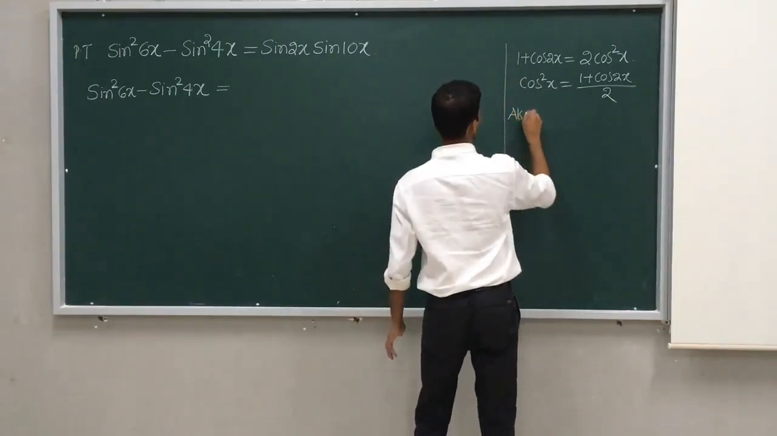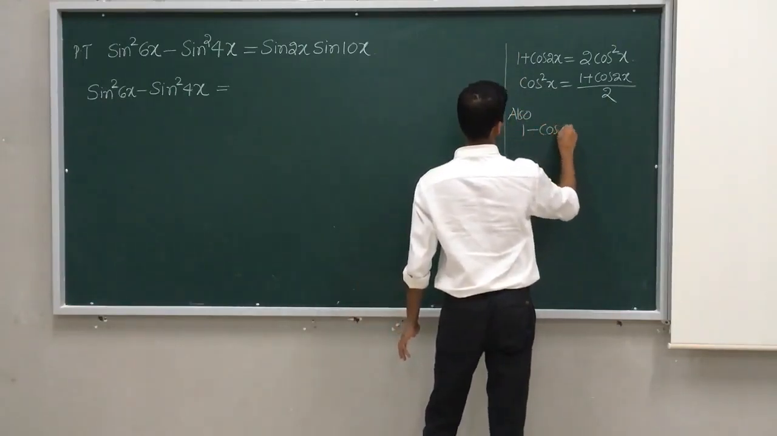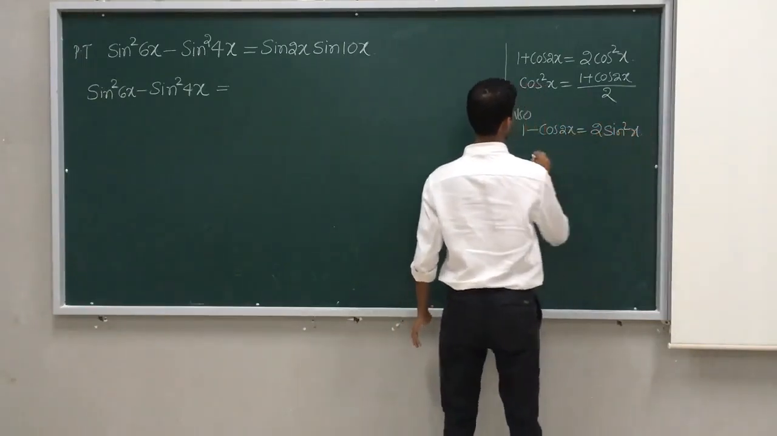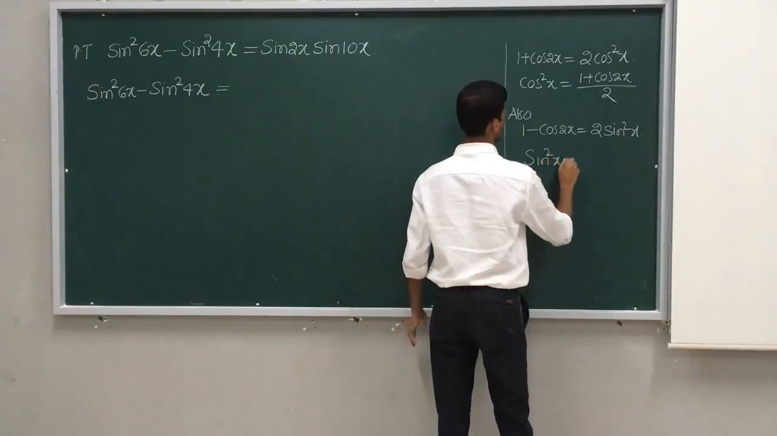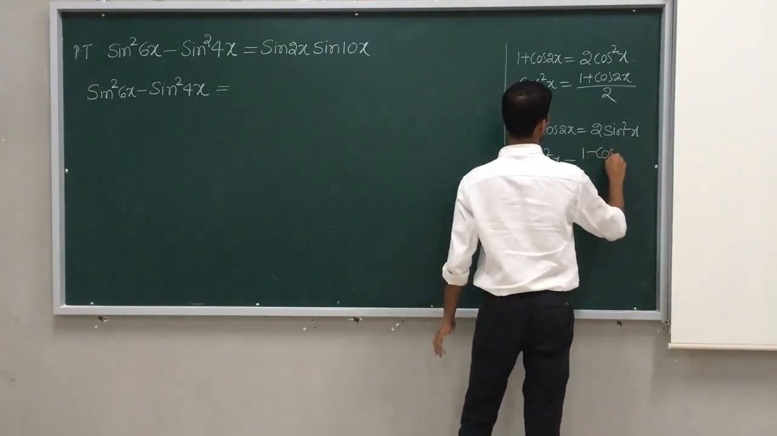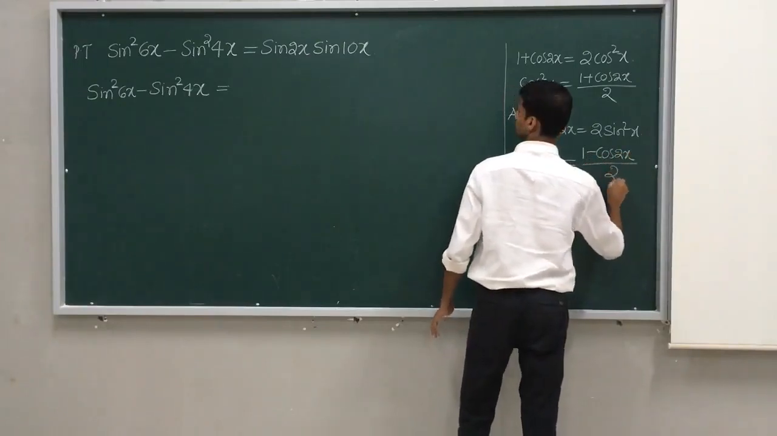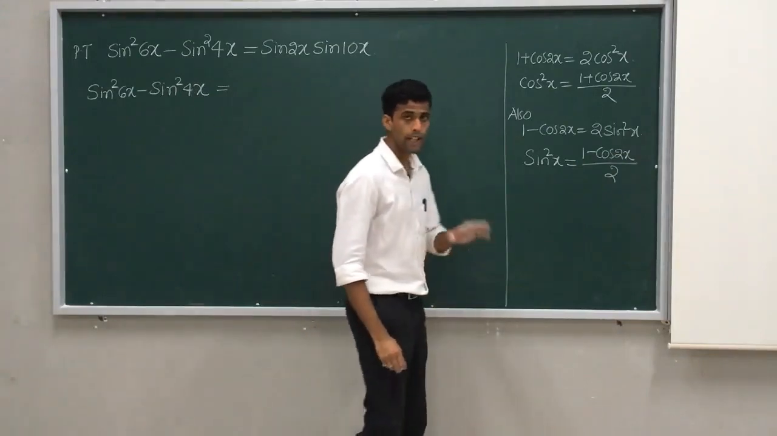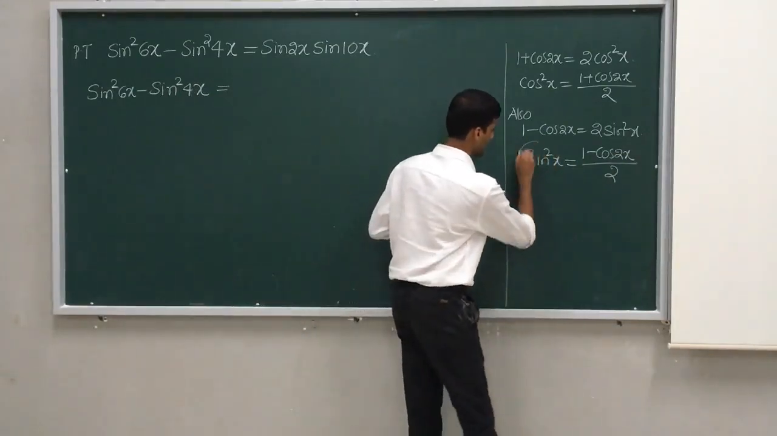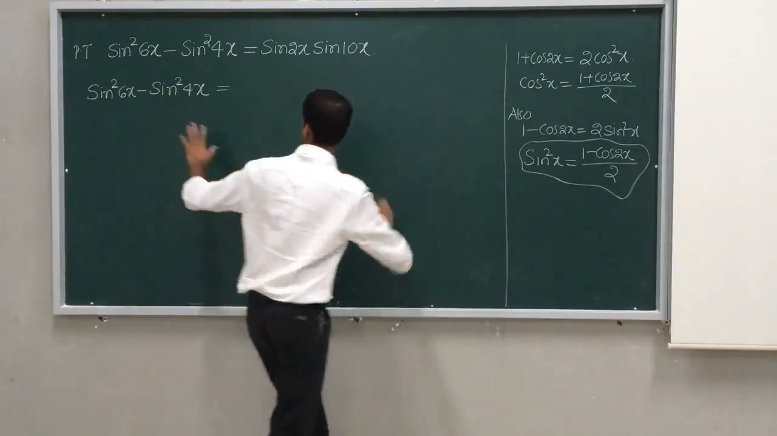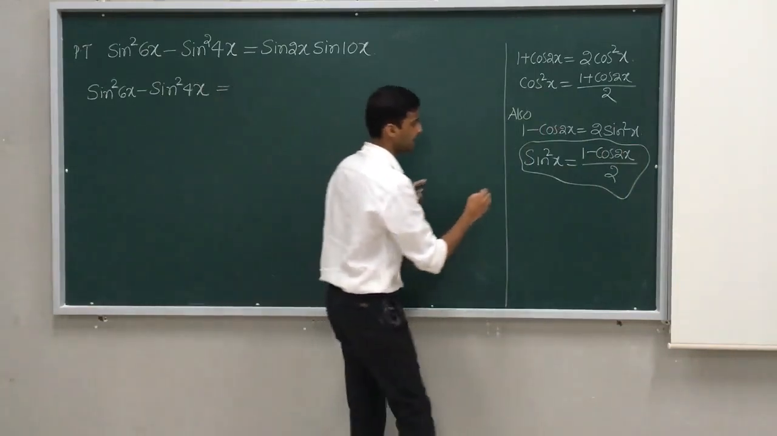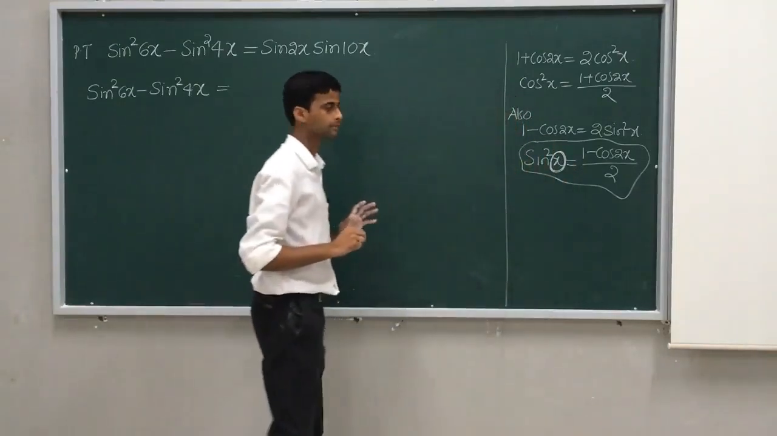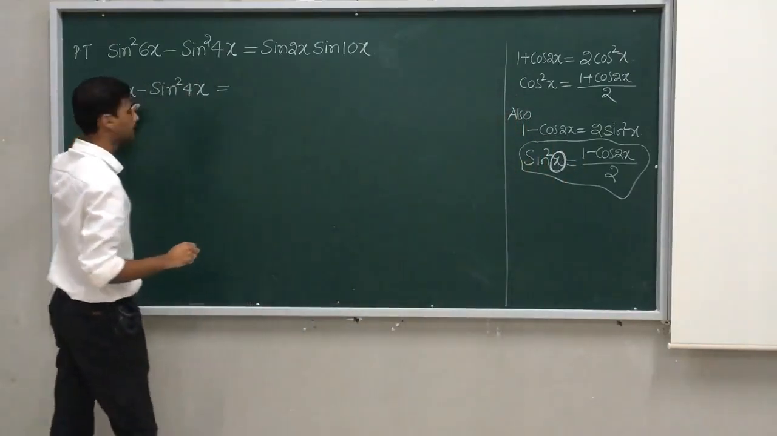Also, 1 minus cos 2x is 2 sin² x. Therefore, sin² x is nothing but (1 minus cos 2x) by 2. So what we will do here is, we have one chance here. Let me apply this particular formula and check. But in place of x, I have 6x.